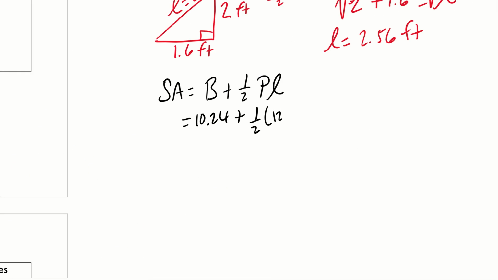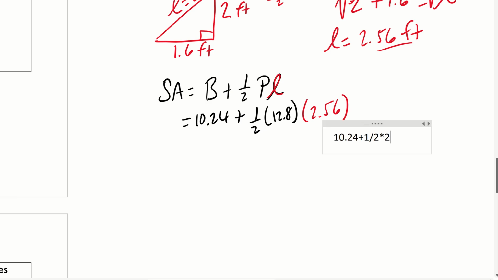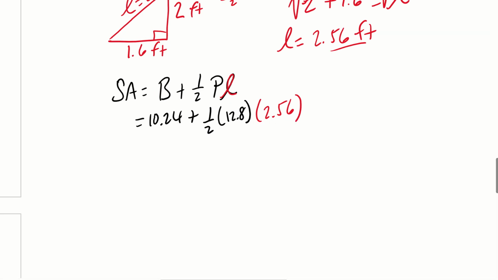So we'll replace that here. Now the L, we found the L here, so I'm going to plug that in. Okay, so then now you just got to do the math. So you got 26.624. All right, feet squared. That's your guy.